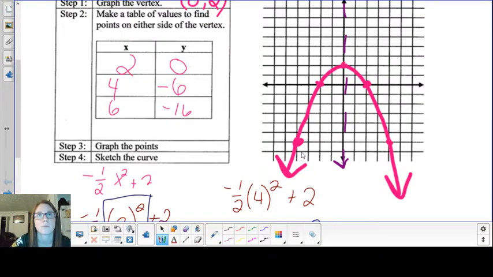So not too terrible. Hardest part, plugging in numbers. Oh no.